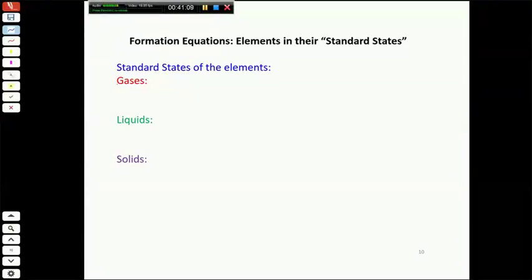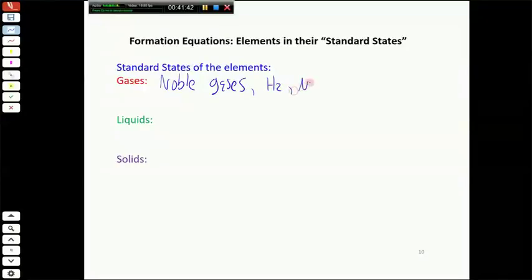The elements that are gases in their standard states are, not surprisingly, the noble gases. That's that whole last column of the periodic table. All of those exist as gases in their standard states. That said, they don't do a lot of chemistry, so they don't appear in formation equations very often. But they all exist as gases in their standard states. And then there are a few other elements that exist as gases in their standard states, and they're all nonmetals. Not every nonmetal is a gas, but the ones that you should be familiar with are hydrogen.